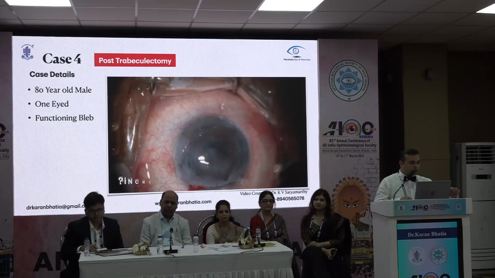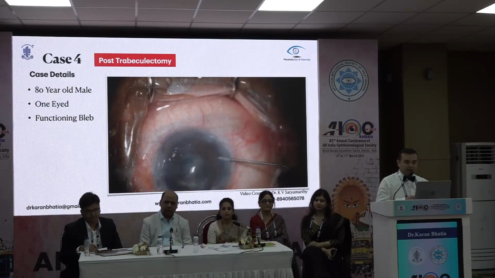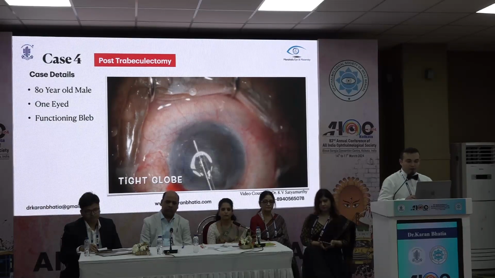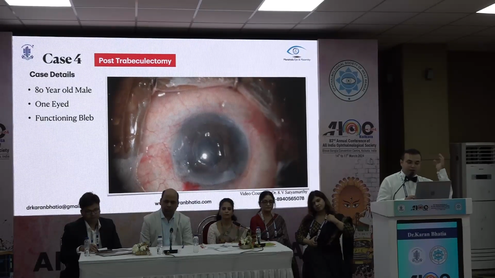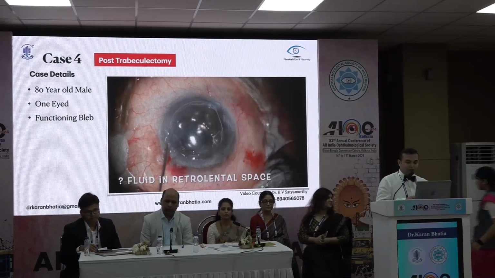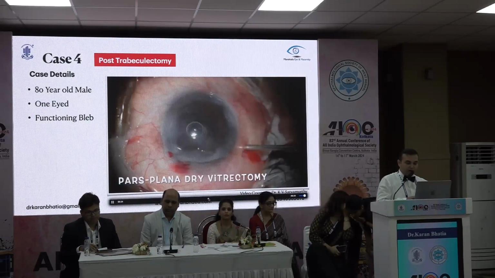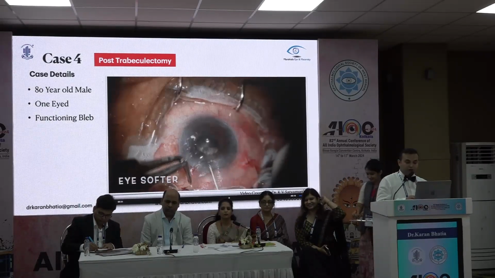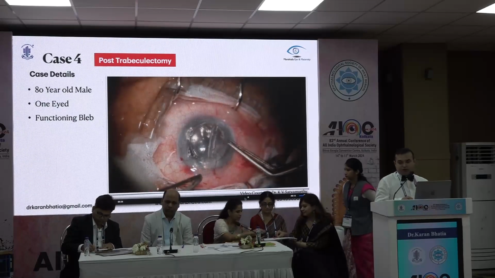This is another eye post-trab, 81-year-old with a functioning bleb. So you see over here that there was increased positive pressure that was happening. So is it a tight globe? What is happening? The iris is prolapsing. Is it suprachoroidal that is happening? It was a very confusing situation. Or is it fluid in the retrolental space? So over here, what we decided is that we made an incision in the pars plana and did a dry vitrectomy of the pars plana. The globe became softer, and then the surgery became much easier. So you need to be aware about these situations that are going on.